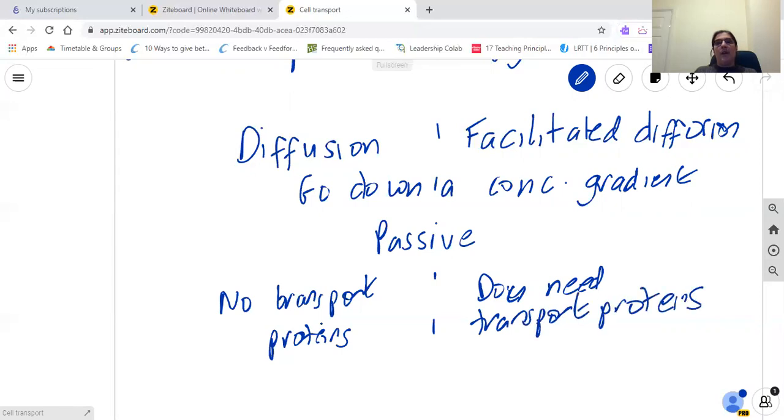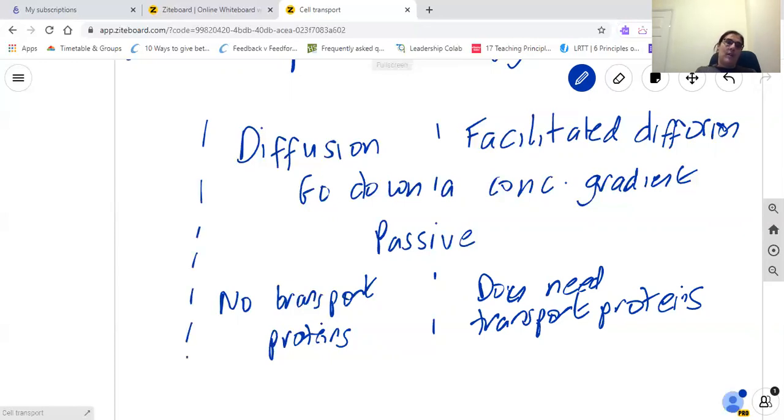Now, you could be asked to compare facilitated diffusion and active transport, in which case you would talk about active transport going against a concentration gradient, whereas facilitated diffusion goes down it. Active transport requires ATP, facilitated diffusion does not. Both of them require transport proteins, but active transport only uses carrier, whereas facilitated diffusion uses carrier or channel proteins. So you could be asked, sort of imagine a third column in that table, to be able to compare all three of them.